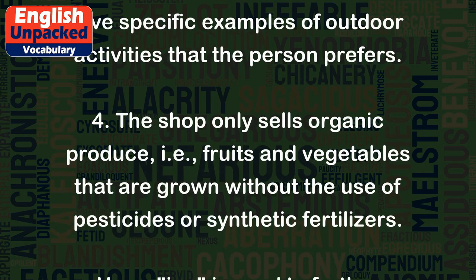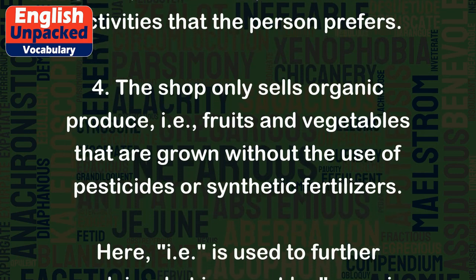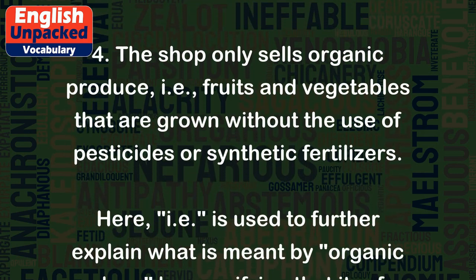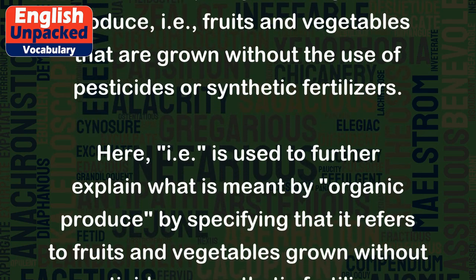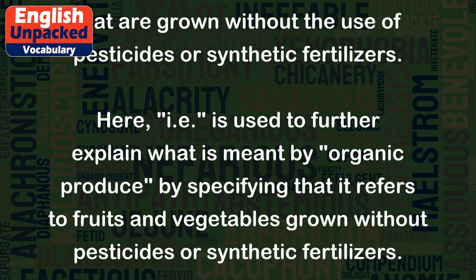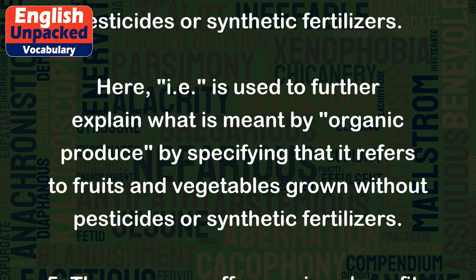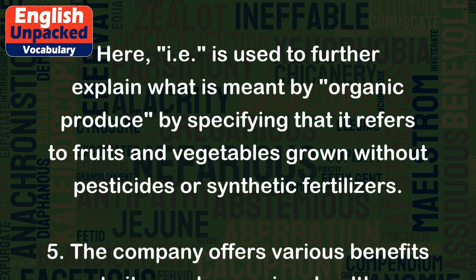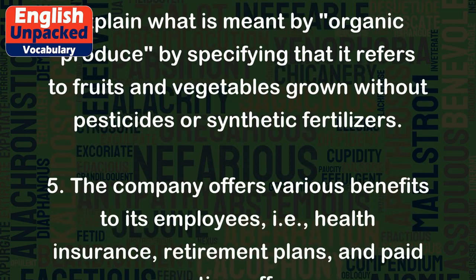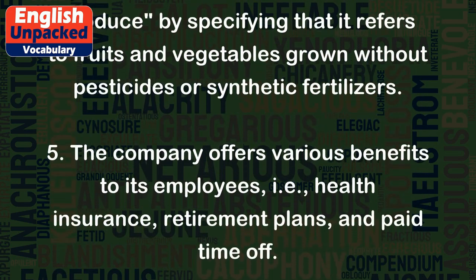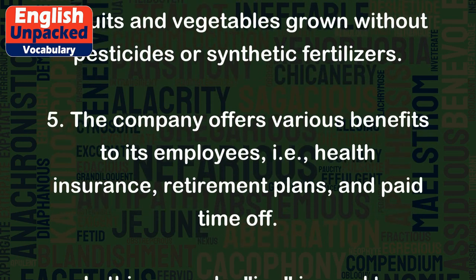4. The shop only sells organic produce, i.e., fruits and vegetables that are grown without the use of pesticides or synthetic fertilizers. Here, IE is used to further explain what is meant by organic produce, by specifying that it refers to fruits and vegetables grown without pesticides or synthetic fertilizers.